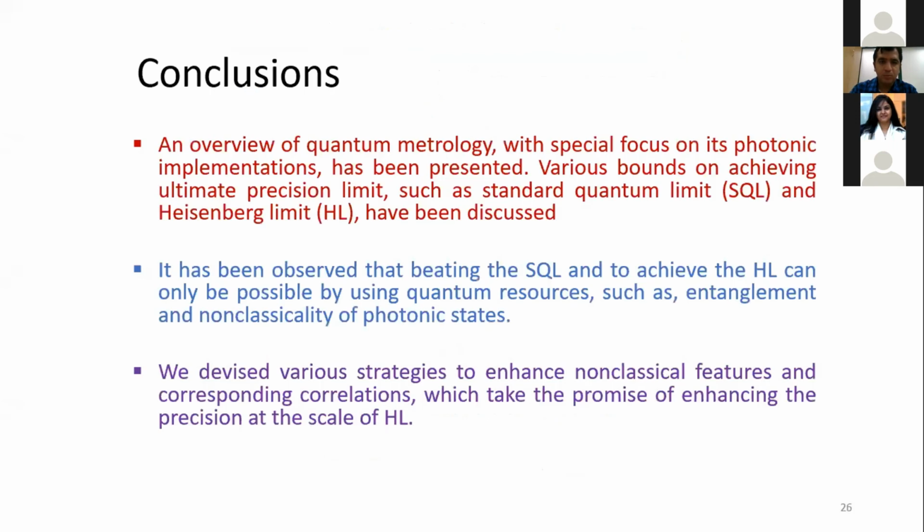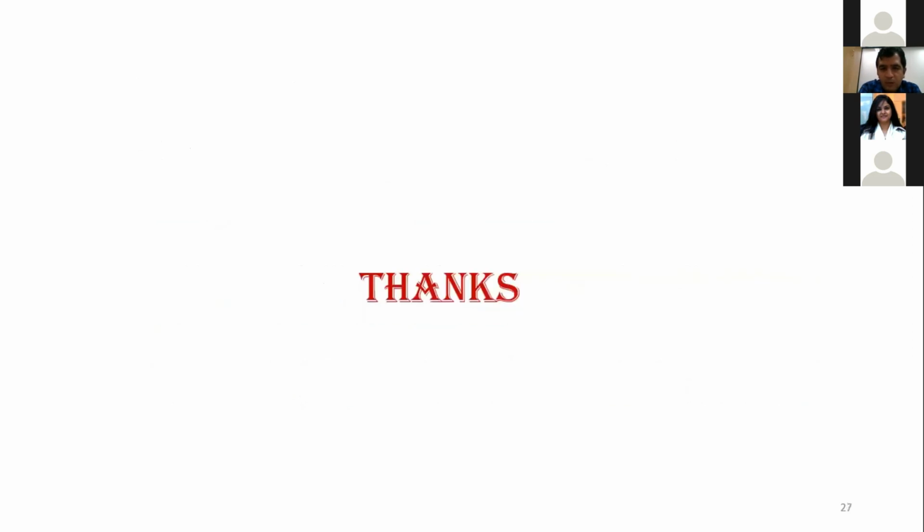So the conclusion: overall I have overviewed the quantum metrological problem with special focus on the photonic implementation, and various achievable ultimate precision limits have been discussed. It is observed that beating the standard quantum limit to achieve the Heisenberg limit can only be possible by using quantum resources such as quantum entanglement and non-classicality of photon states. So we expect that these non-classical states provide us a better way to achieve the precision limits. Thank you.